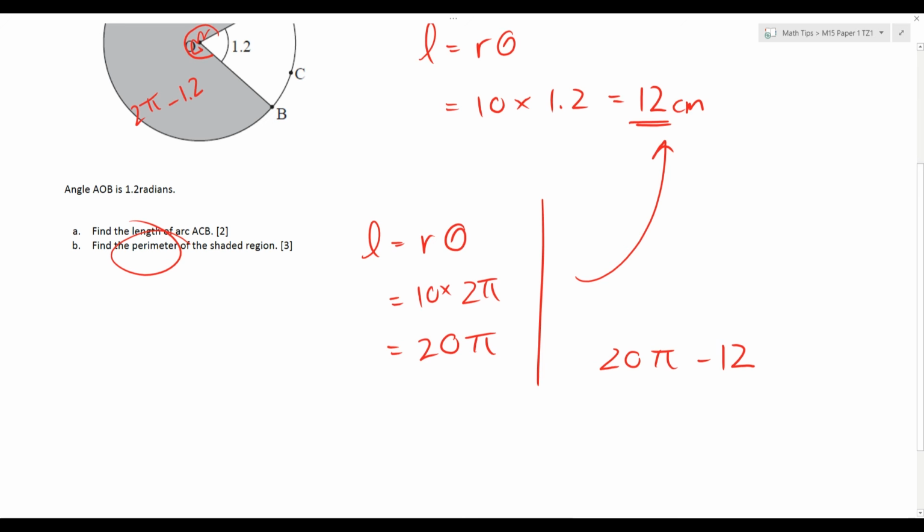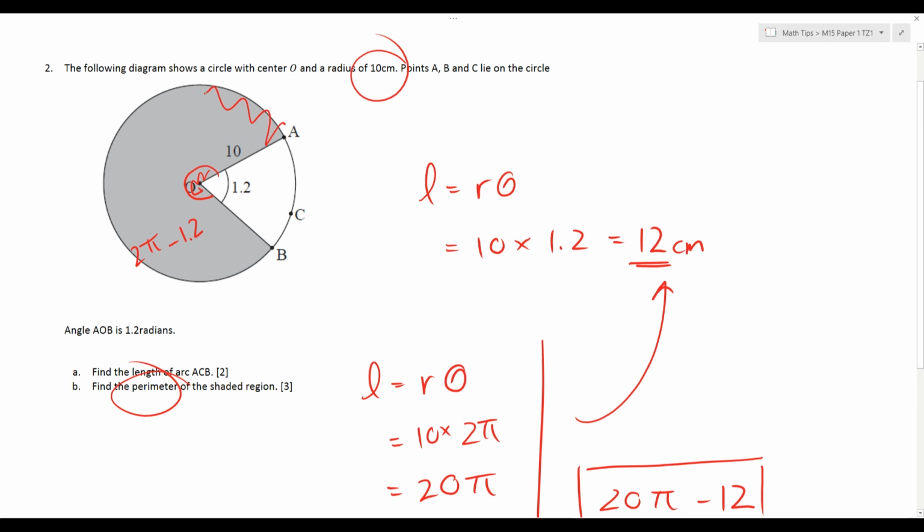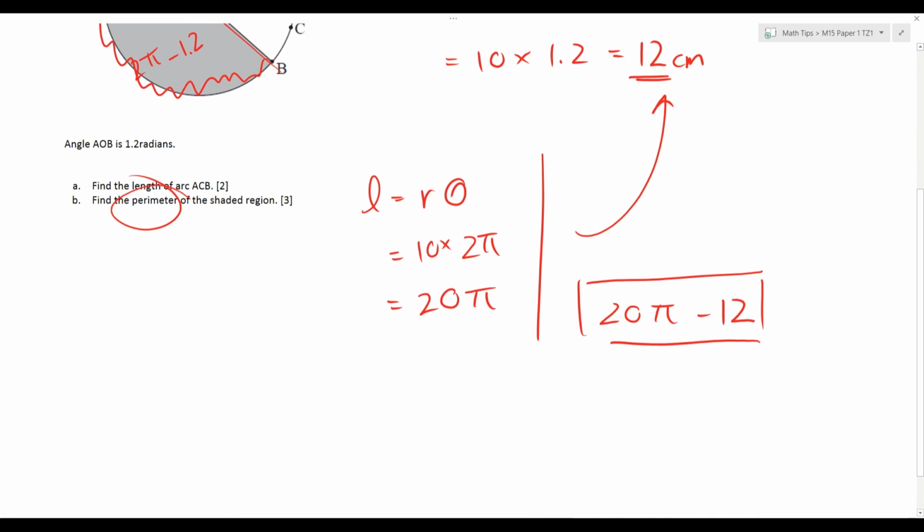And then we're going to do something. So 20 pi minus 12 equals what? 20 pi minus 12 equals this edge right here. And because we need to find the perimeter, we have to add in the 2 radius. So we have to go for 20 pi minus 12 plus 10 plus 10. That's the radius. So what we're going to get is 20 pi minus 12 plus 20.